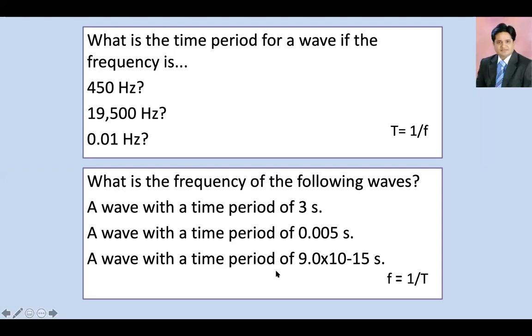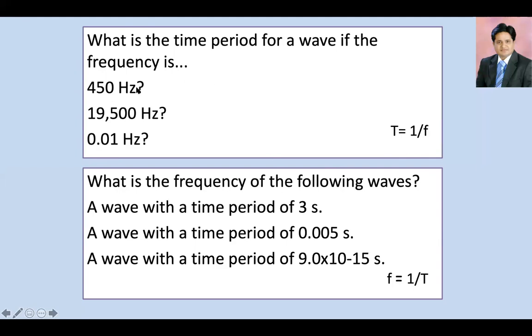Now there are some questions. I would ask you to pause the video and answer these questions yourself. Using the formula, time period is 1 over frequency, and frequency is 1 over time period. You are asked to calculate what is the time period for a wave if the frequency is 450 hertz, 19,500 hertz, and 0.01 hertz. So all you have to do is calculate the time period using the formula. Time period is 1 over frequency.